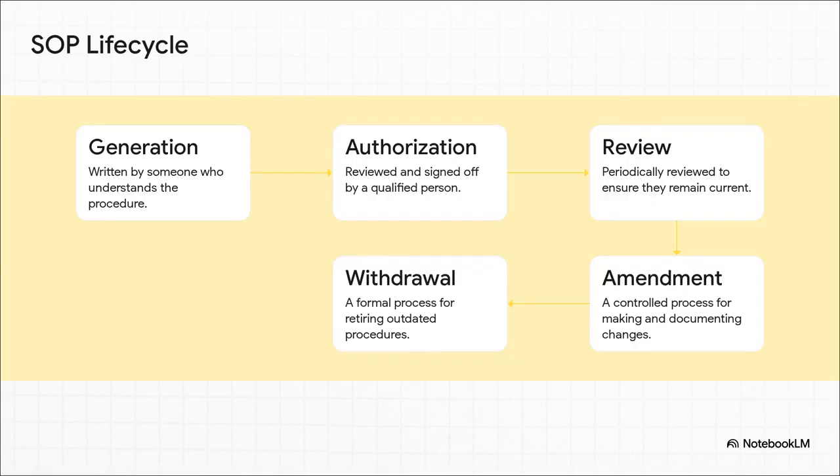And every single SOP at Apex Labs has to follow this exact life cycle. It starts with generation, right? It has to be written by someone who actually knows the procedure inside and out. Then it's got to be authorized, reviewed, and signed off by someone qualified. And it doesn't stop there. It needs to be reviewed regularly to make sure it's still accurate. If something changes, you follow a strict amendment process. And finally, when it's obsolete, you can't just throw it away. It has to be formally withdrawn. It's a completely controlled closed-loop system.